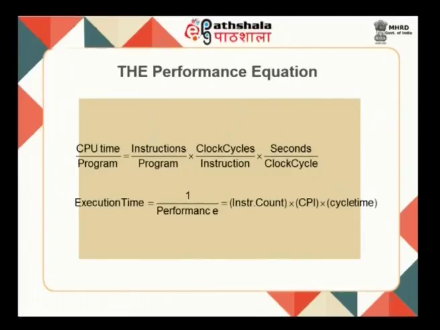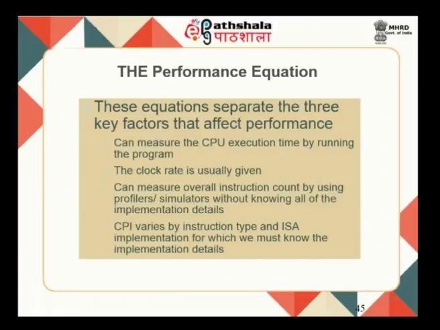and hence give rise to an improvement in performance. So, the CPU performance equation can be written as, you are looking at the CPU execution time per program, that is nothing but instructions per program, which gives you the instruction count, clock cycles per instruction, which gives you the CPI value, and seconds per clock cycle, which gives you the clock cycle time. And execution time, you know, is 1 by performance, where execution time is instruction count into CPI into clock cycle time. Now, these equations separate the 3 key factors that affect performance.